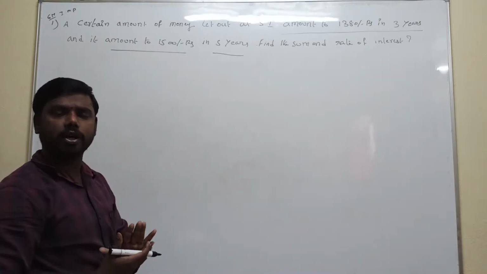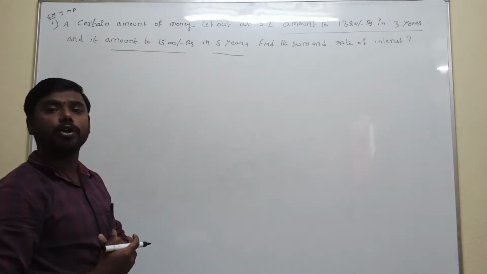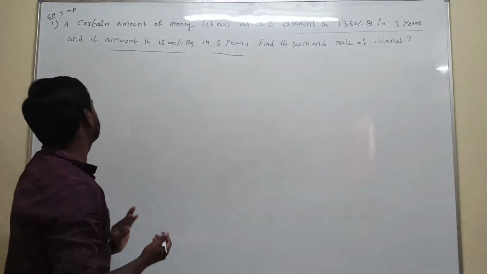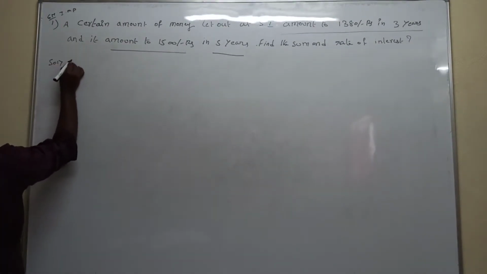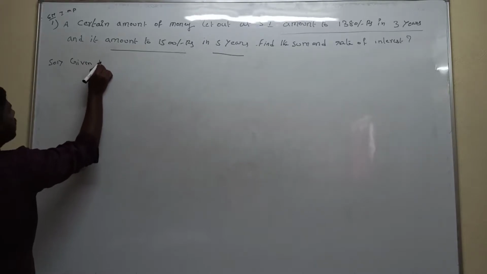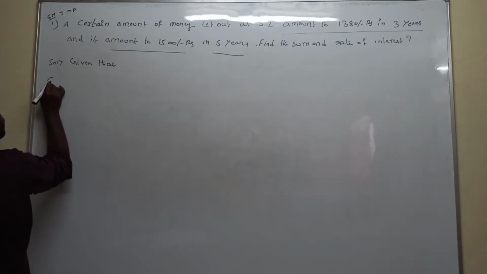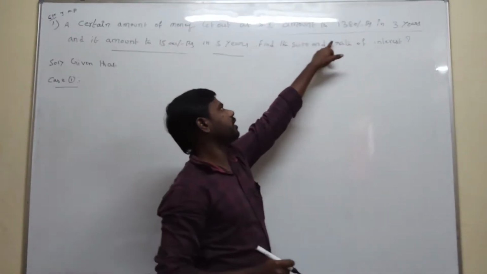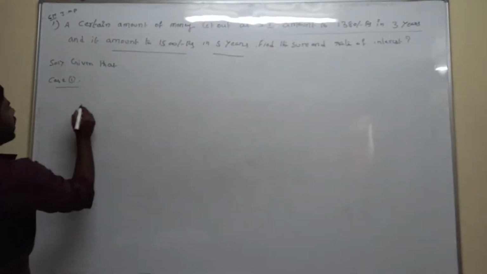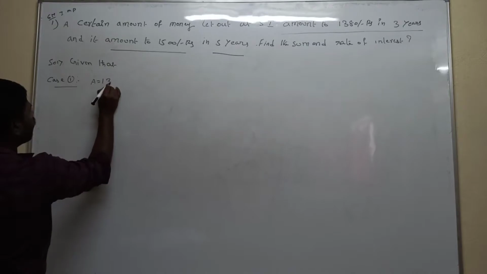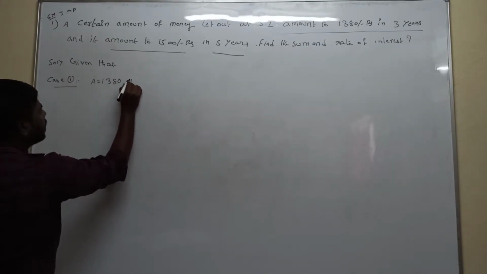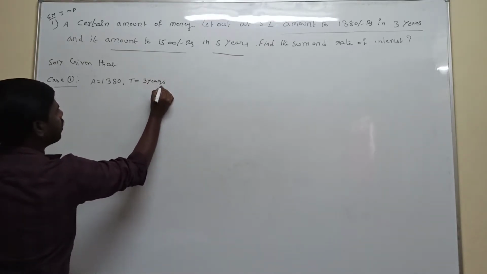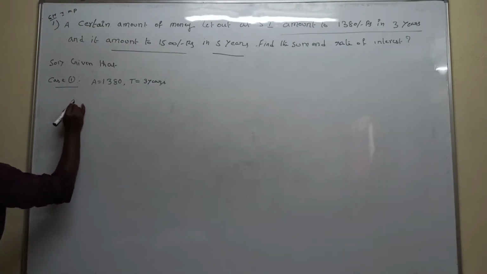Whenever the total amount is given, which formula do we apply? The total amount formula: capital A is equal to P plus simple interest. First we are taking only the first case. Now the solution. Given that they gave two cases, we take case one first. What is the total amount given? Capital A is equal to 1380. T is equal to how many years? 3 years.